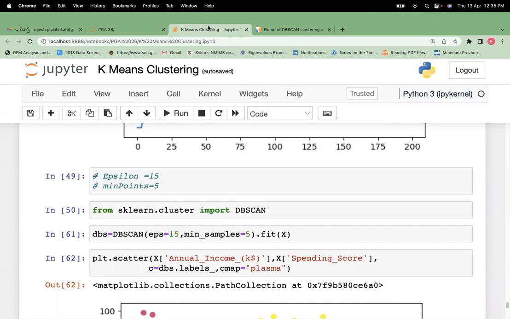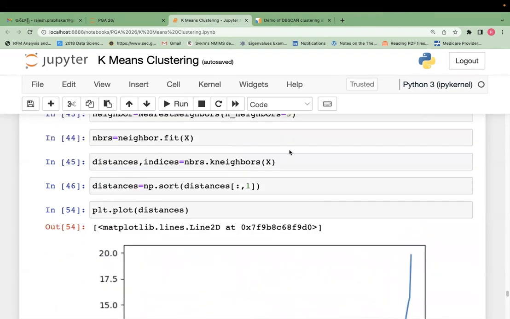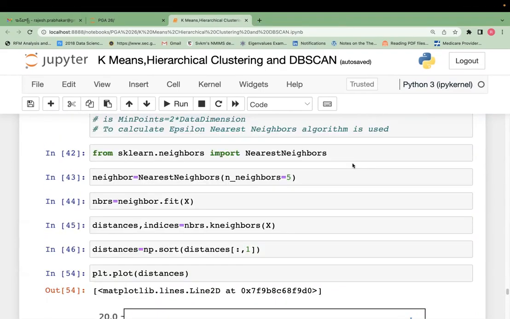K-means, hierarchical, based on the data you're dealing with, we use both k-means as well as hierarchical clustering. Yeah, clustering is both supervised as well as unsupervised. See, segmentation, when you want to group your customers. So these are the clustering methods.